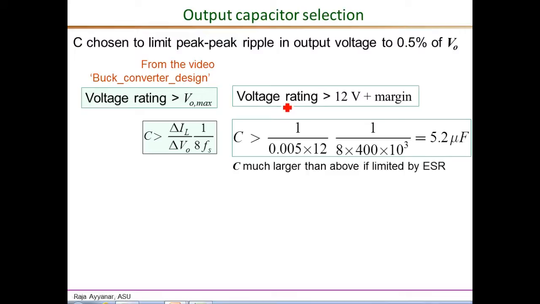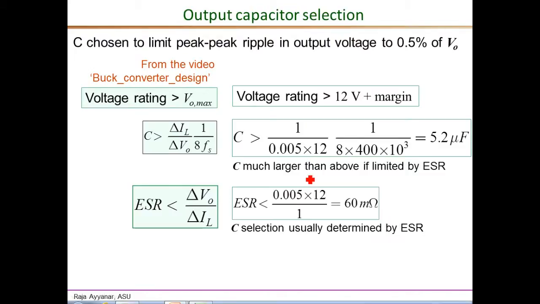But again, from the previous video, we know that C needs to be much larger, at least more than an order of magnitude larger than what we obtained by this equation, because the ripple is dominated mostly by the ESR of the capacitor. So we have the required equation for the maximum value of ESR as well, and that is delta VO over delta IL. That is 0.005 times 12, or 60 millivolts, divided by 1 ampere peak to peak, giving us the requirement of ESR no more than 60 milliohms.